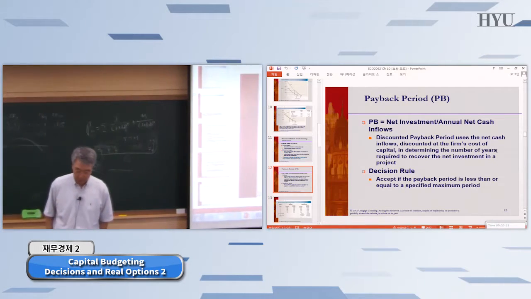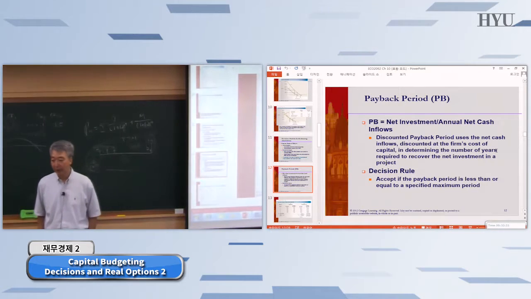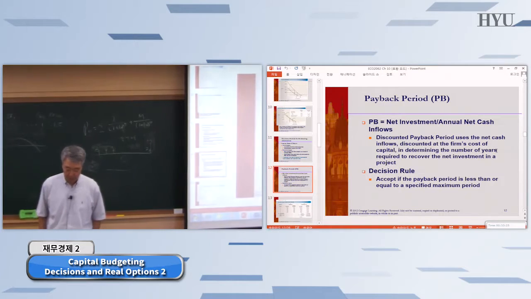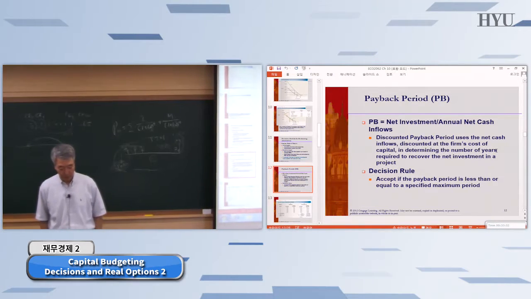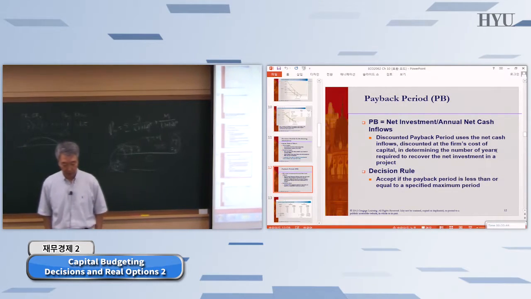There are 2 different approaches, discounted payback and non-discounted payback. But non-discounted payback certainly doesn't make any sense because it completely ignores time value of money, right? So discount payback period uses the net cash inflows discounted at the firm's cost of capital to determine the number of years or number of months required to recover the net investment in a project. Okay? So once you decide payback period, how do you use it?